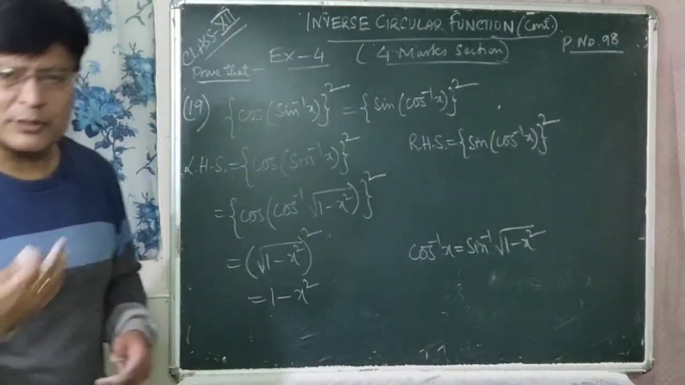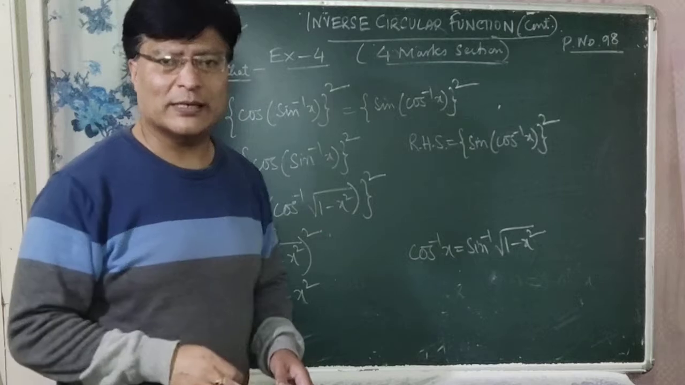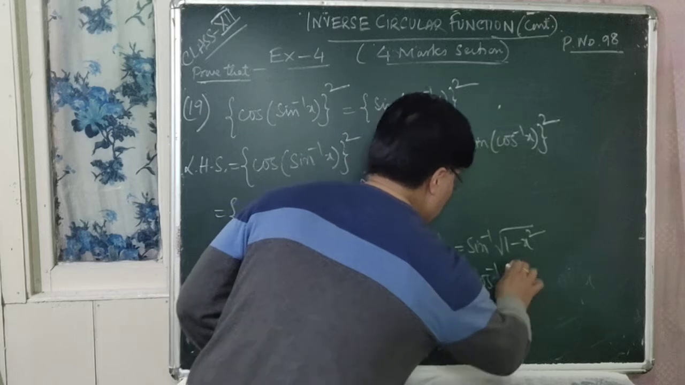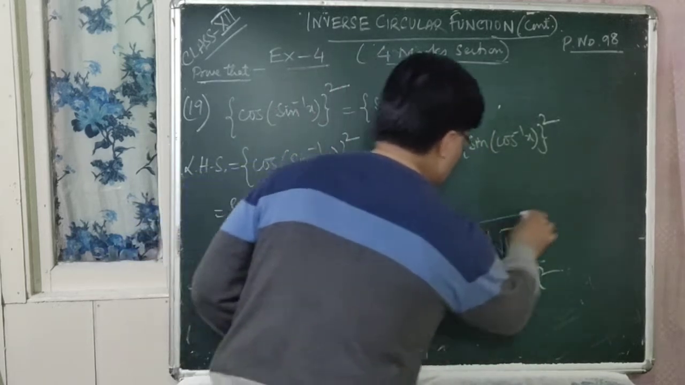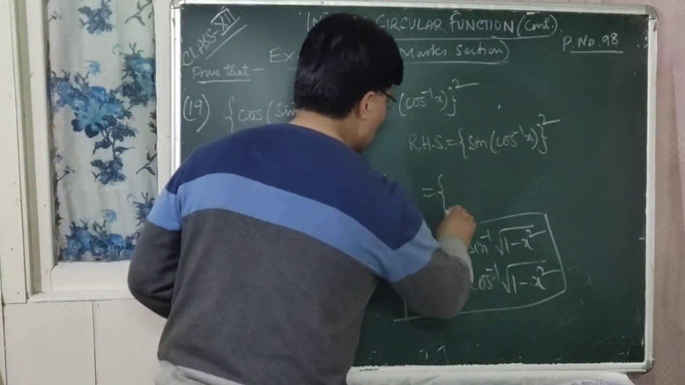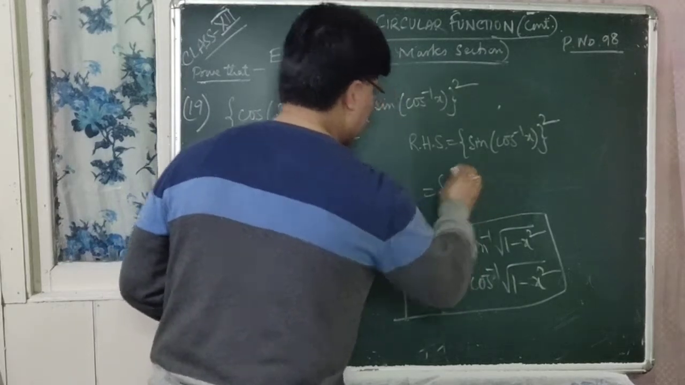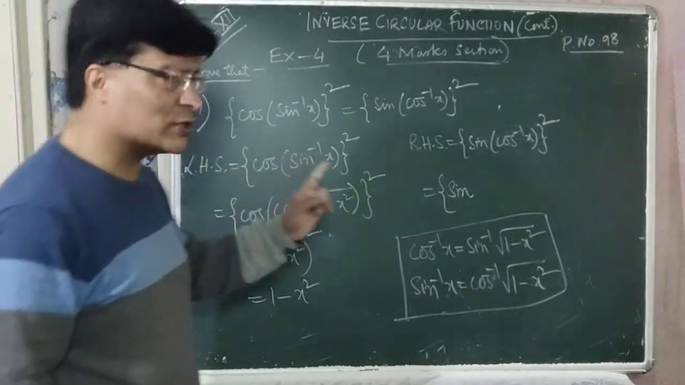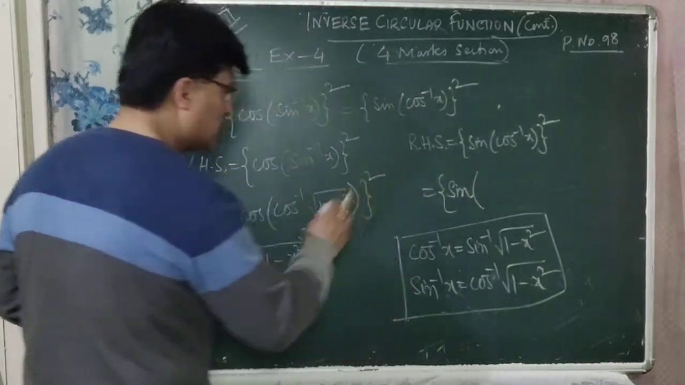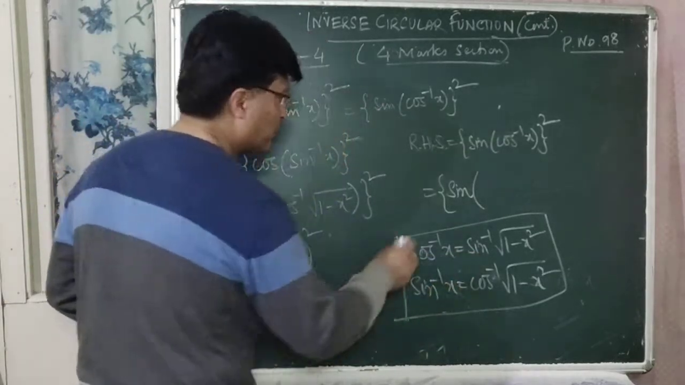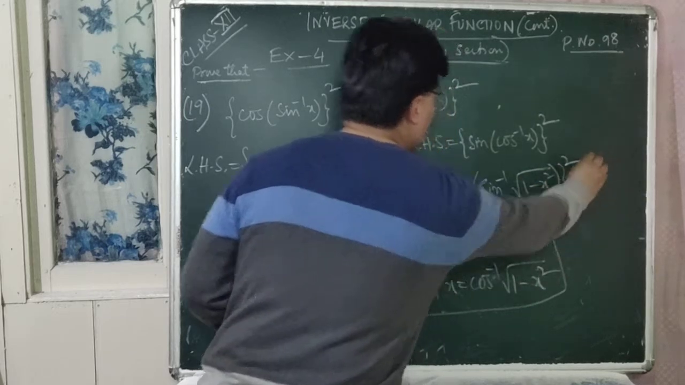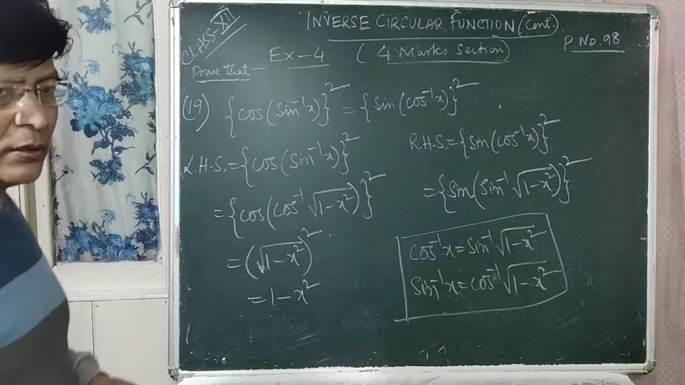Or what is sin inverse x in terms of cos inverse? It is cos inverse root over 1 minus x square, right? So sin inverse x is equal to cos inverse root over 1 minus x square. You can use these two formulas here. So this is equal to, within second bracket, sin. Now what is cos inverse x in terms of sin inverse? Instead of cos inverse x, you write sin inverse root over 1 minus x square. Here the second bracket is closed, whole square.